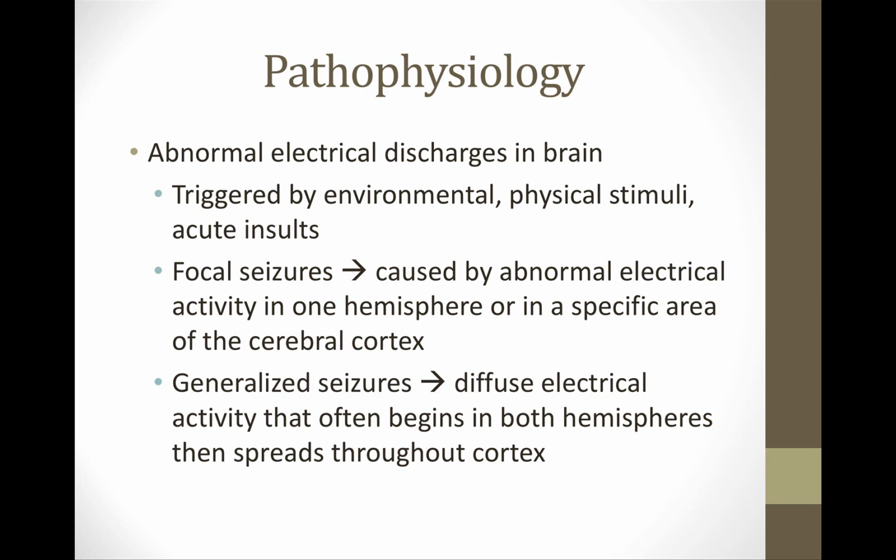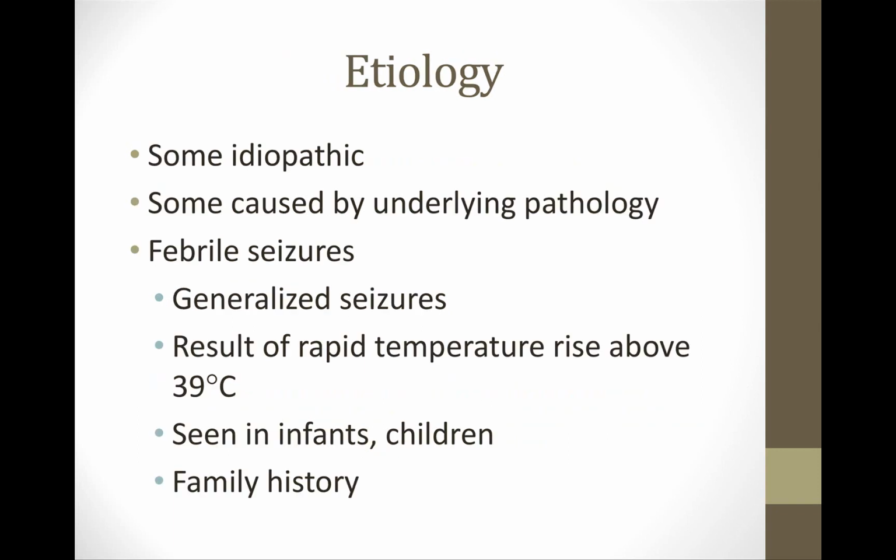A focal seizure just means a seizure that's occurring on one hemisphere, just one side of the brain, or in a specific area of the cerebral cortex. A generalized seizure is a seizure that's happening on both sides of the brain. So it's happening all over the place.